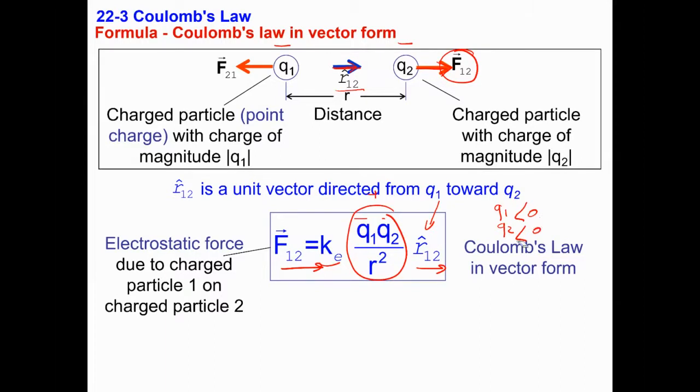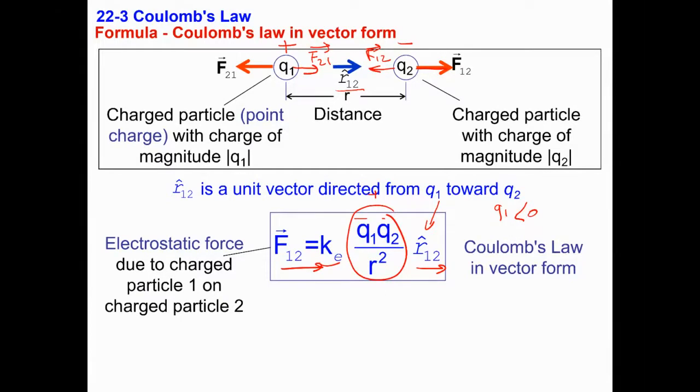Now let's take one positive and one negative. All right, so let's assume Q1 is positive and Q2 is negative. In this case, the forces will be forces of attraction. So this will be F12, and this will be F21.